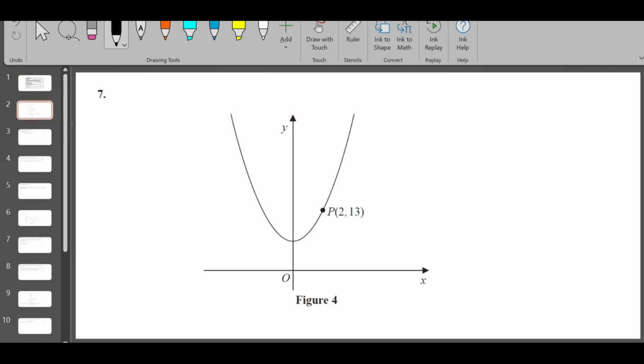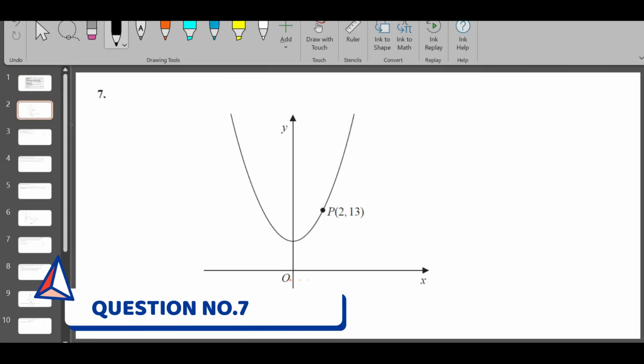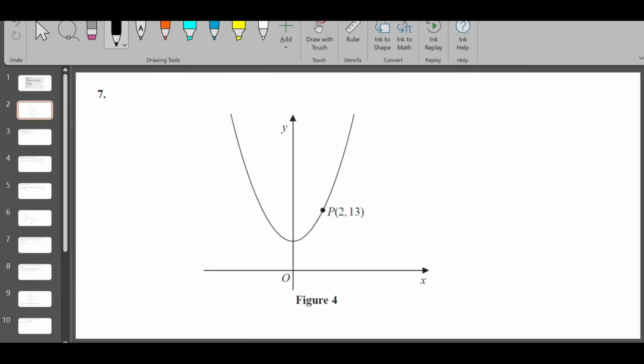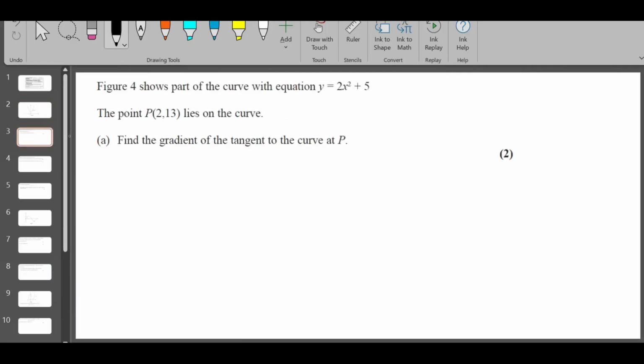In the previous video, we have completed question number 1 to 6. Let's look at question number 7. We have a parabola given. The point P lies on the parabola. It says the figure shows part of the curve with this equation, 2x squared plus 5, and the point lies on this curve. Find the gradient of the tangent at P.